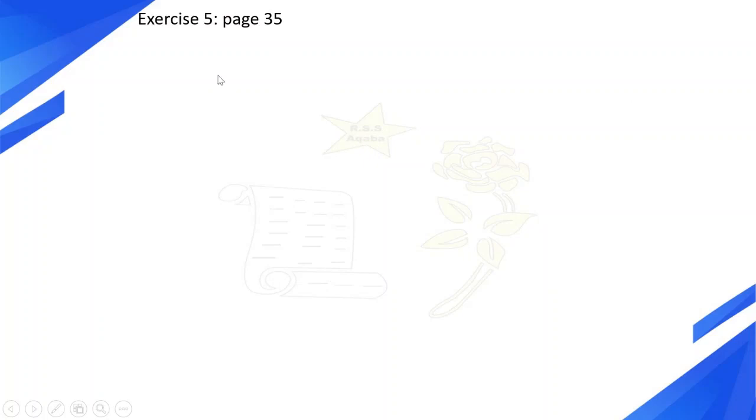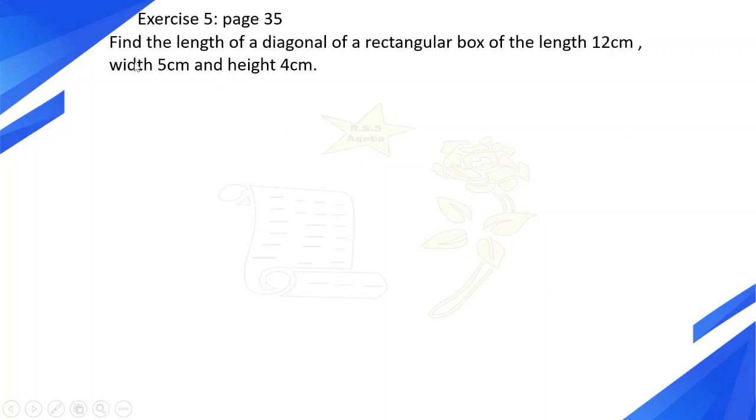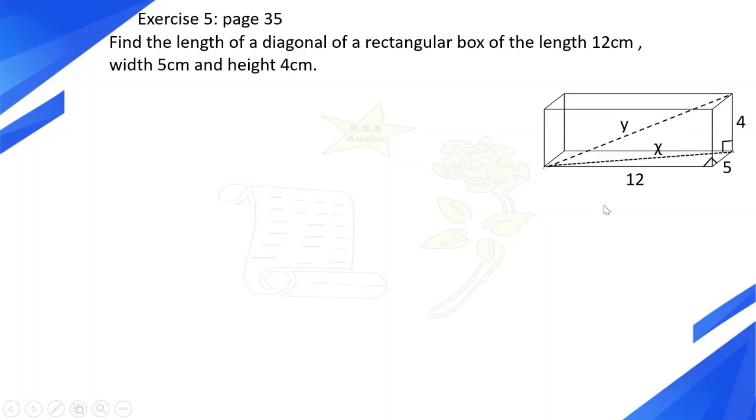Now, exercise 5. Find the length of a diagonal of a rectangular box of length 12 centimeters, width 5 centimeters, and height 4 centimeters. Let's draw the rectangular box first. This is the length, width, and height. The length is 12, the width is 5, the height is 4.